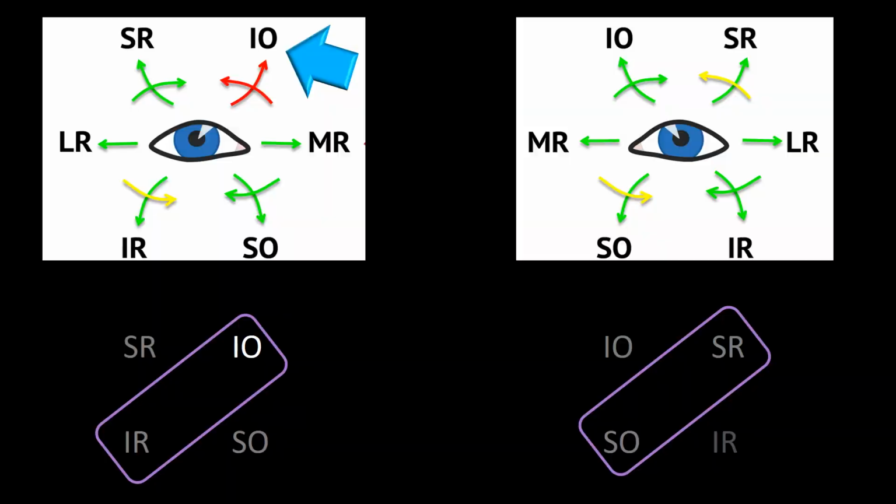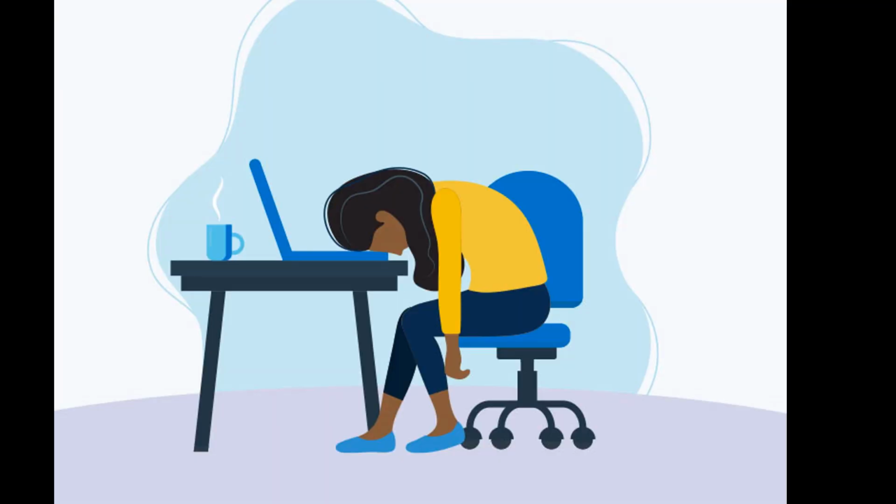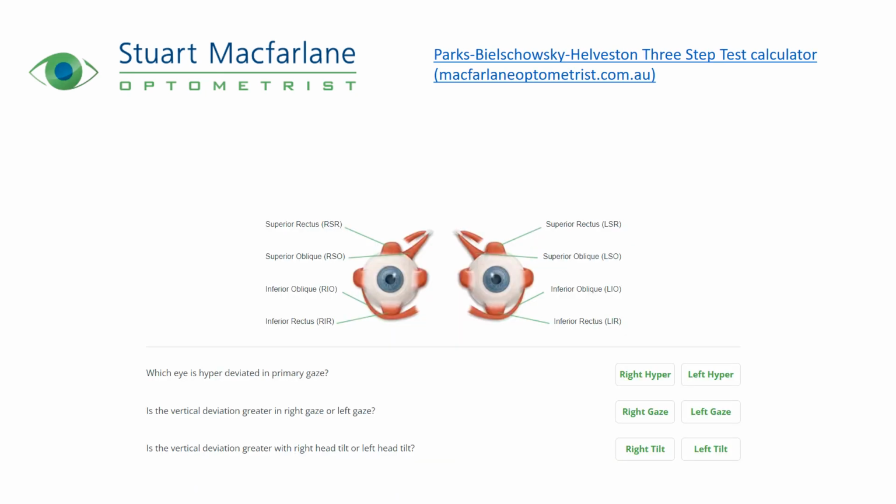Understanding the Parks-Bielschowsky three-step test is hard, but there is an easy way. The Stuart McFarland optometrists have developed a Parks-Bielschowsky three-step test calculator. You can find it at this address. This calculator makes thinking unnecessary when evaluating hypertropia due to single muscle underaction. And just by answering the questions corresponding to each of the previously mentioned steps correctly, you can get the correct answer.